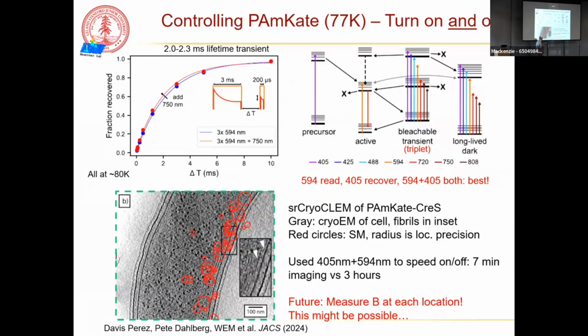What if you did single spin magnetic resonance on that molecule? I think it would be fascinating to be able to use and measure B, the magnetic field, at each location inside the cell. And I think this might be possible, although it has some challenges associated with it. But anyway, that's my thought about it.